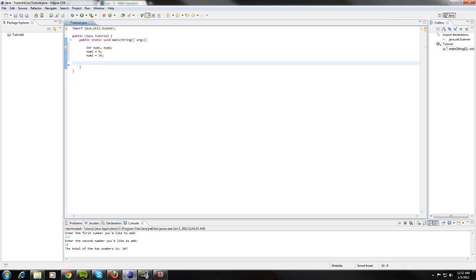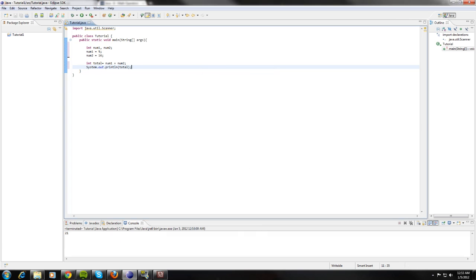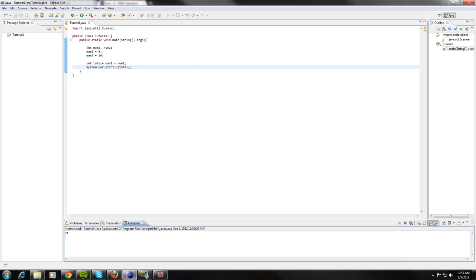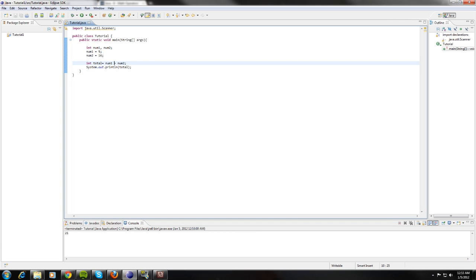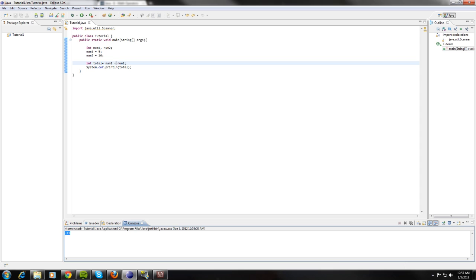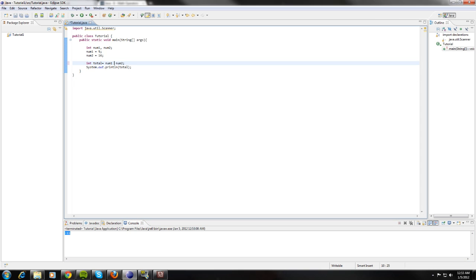Okay, so we already know we can add these two. Let's make another variable to store the total. We already know we can do num1 plus num2, and then let's just print out total so we can see. So this should print out 21, and there we go, 21. Now obviously if we can add, we can subtract, so this should be negative 11. Yeah, negative 11.